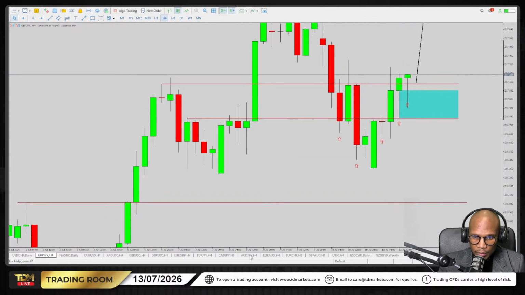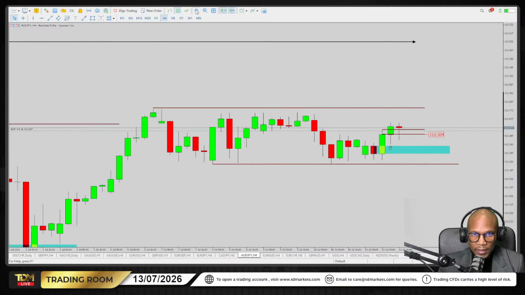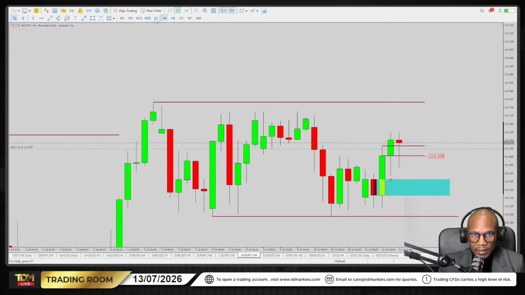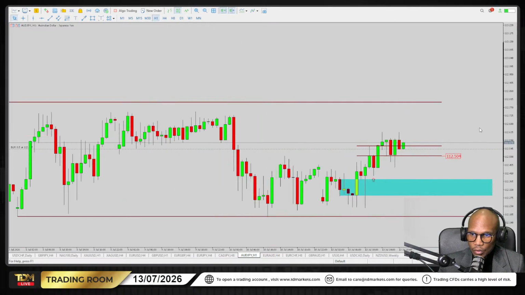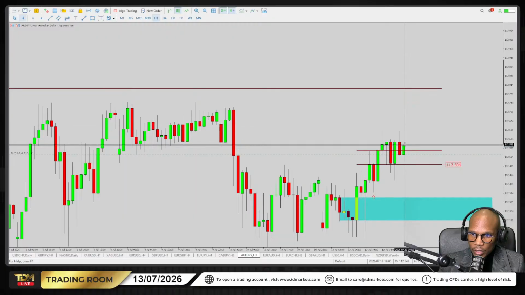The AUD/JPY is still running. There's been little volume today, right? Still running. So that one is still looking for a push towards the upside.